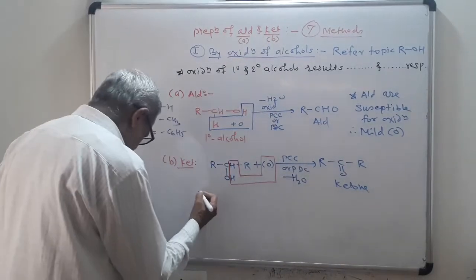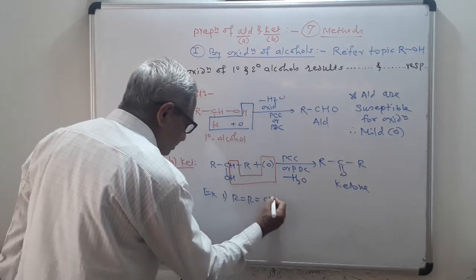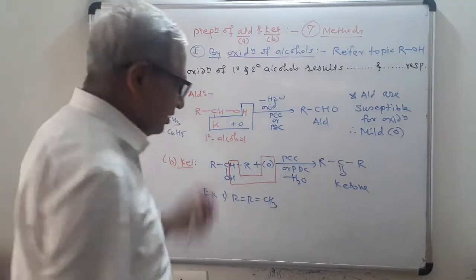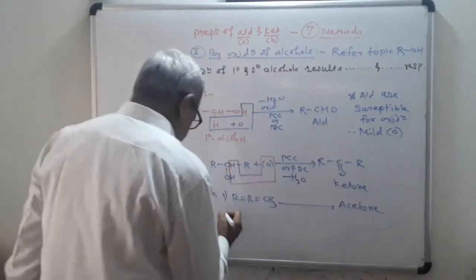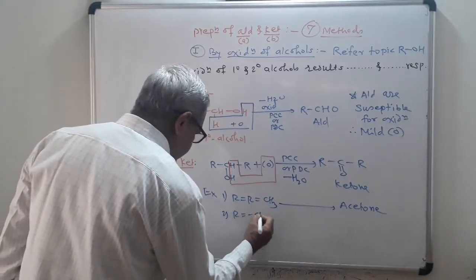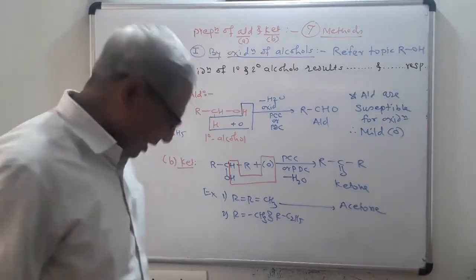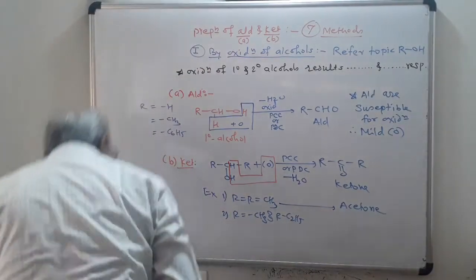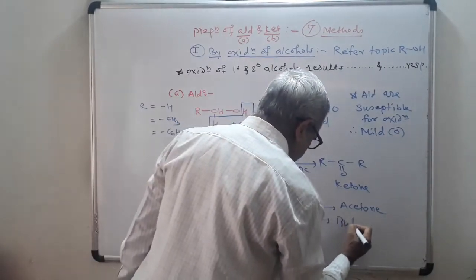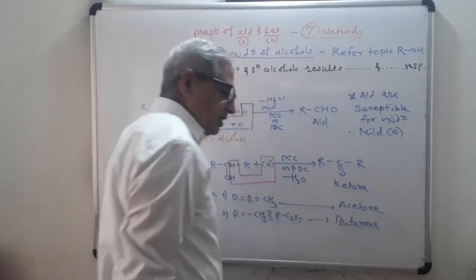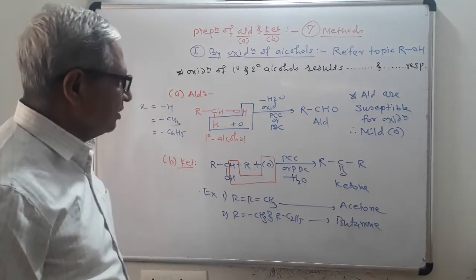See the three examples here. First example, put R is equal to CH3. That will become isopropyl alcohol. So in this case, you will get here acetone. Second example, if one R is equal to CH3 and another R is equal to C2H5, that will become butan-2-ol. In this case, you will get here the structure butanone, that is ethyl methyl ketone. In this way, you can prepare a number of compounds by oxidation of alcohols.